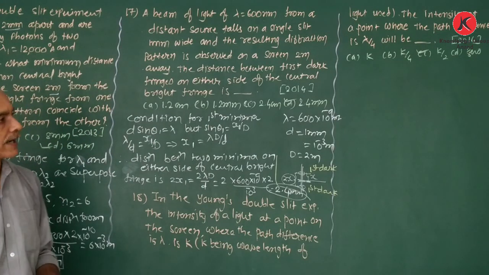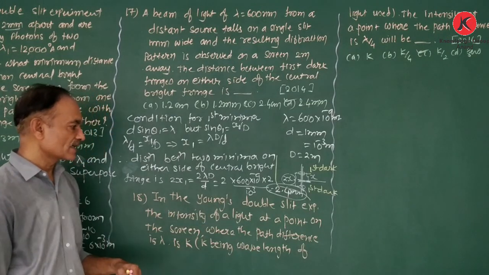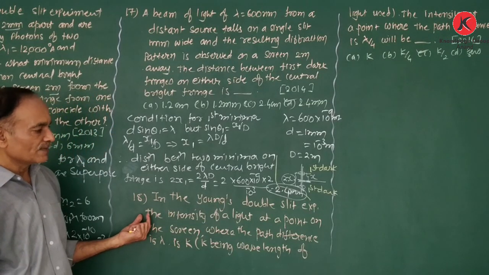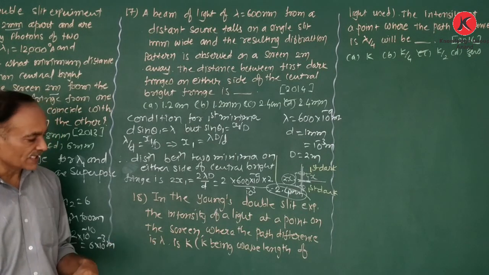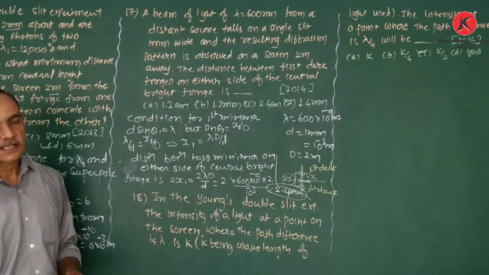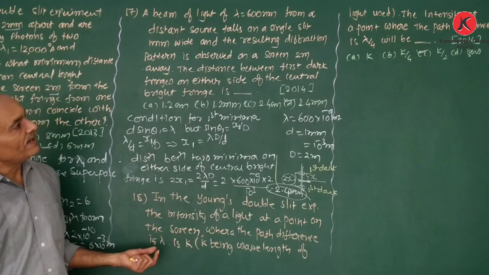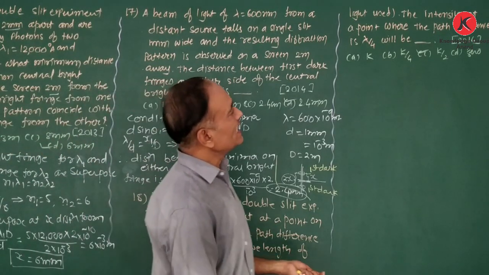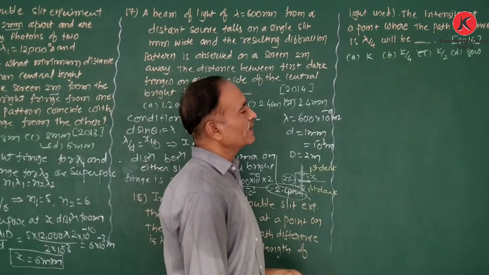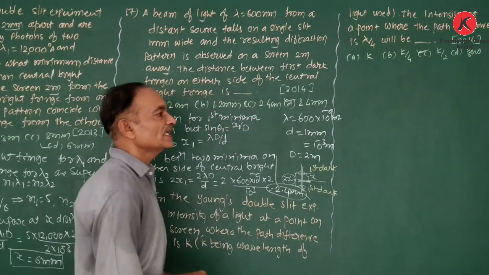Clear this? Okay. Now, in Young's double slit experiment, the intensity of the light at a point on the screen where the path difference is lambda is K, lambda being the wavelength of light. Now, what is the intensity at a point where the path difference is lambda by 4?